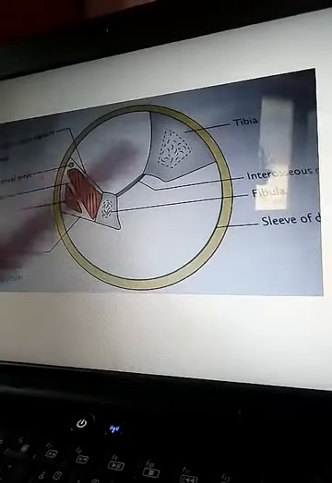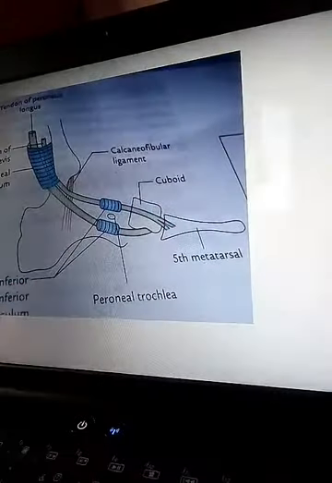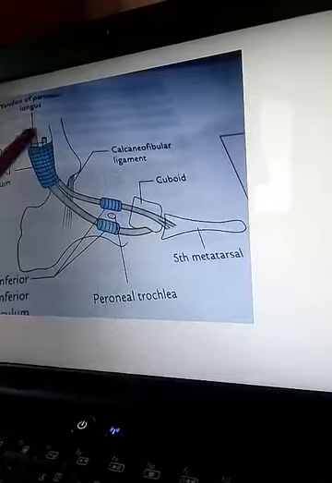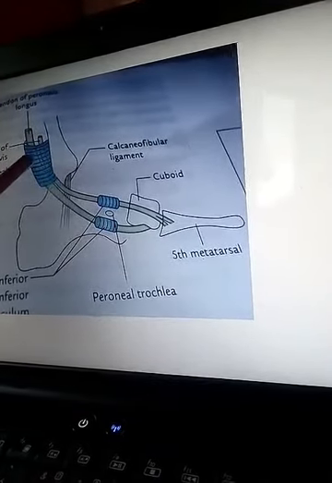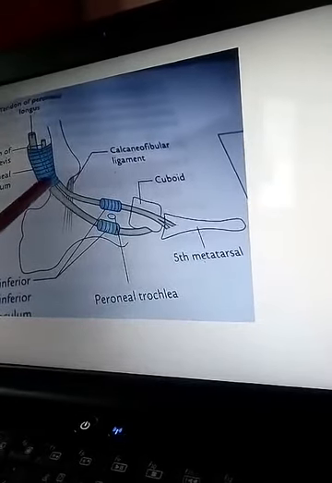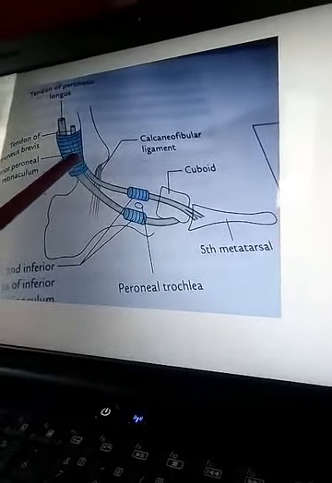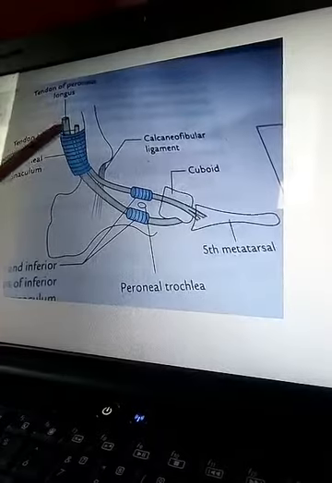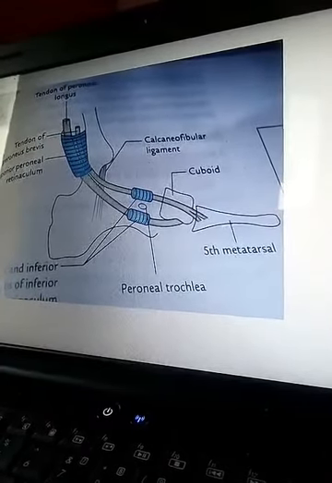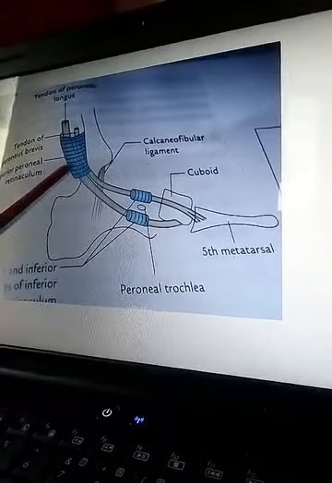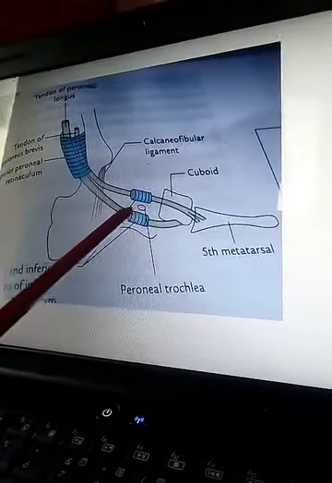Now, peroneal retinacula. These are thick bands of deep fascia on the lateral side of the ankle which keep the long tendons of the Peroneus longus and Peroneus brevis in position. Now there are two peroneal retinacula, superior and inferior.